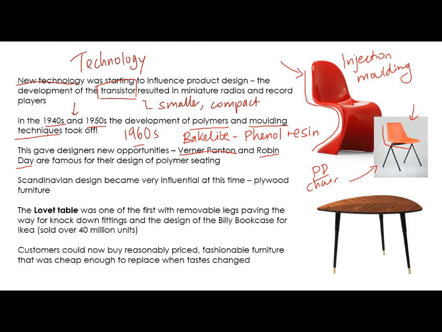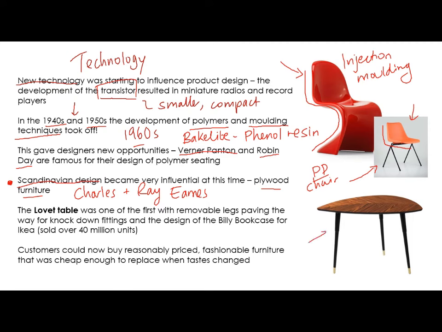So a few more things started to happen. Scandinavian design started to become very influential. Some of my favourite design is Scandinavian design. They brought in things like plywood furniture. Charles and Ray Eames were around this time as well, where they started to bring in their moulded plywood chairs that were influenced by World War II technology.